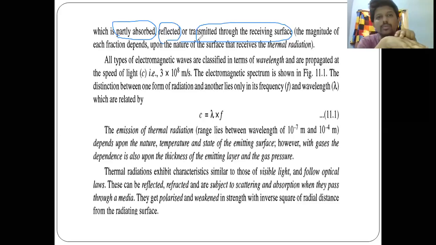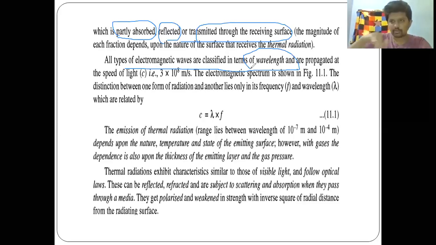It can partly absorb, it can be reflected, or it can be transmitted, depending upon the material of the receiving surface. Now, all types of electromagnetic waves are classified in terms of wavelength. We know what a wavelength is, right?